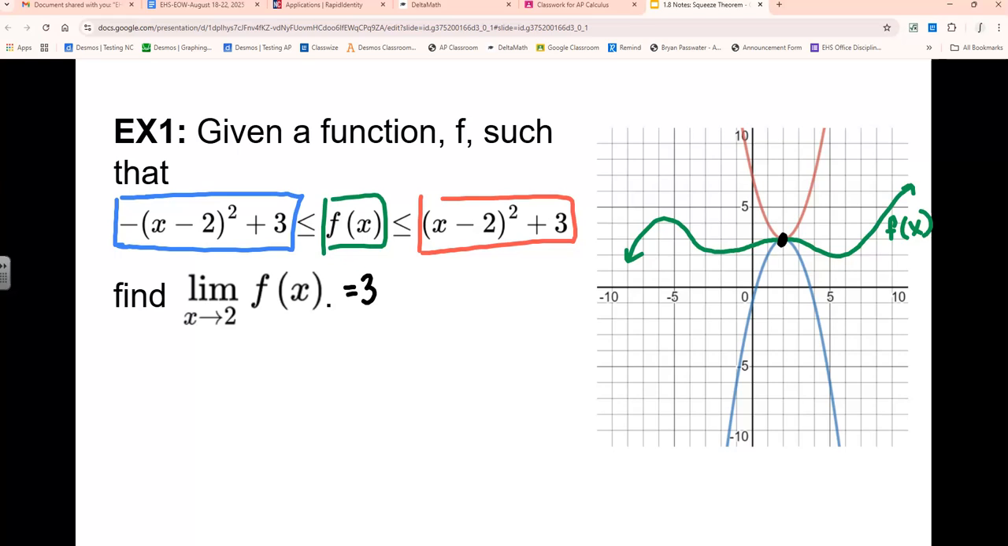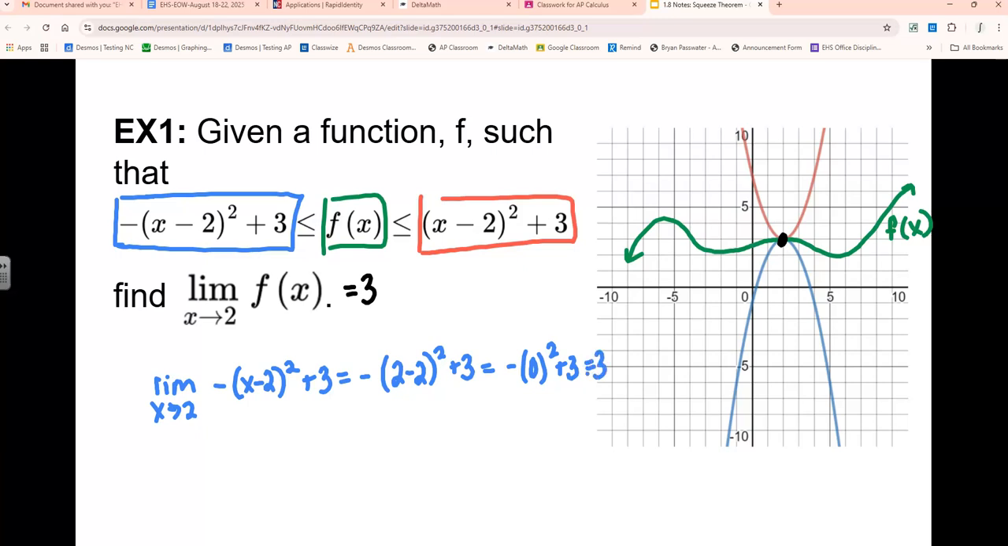So what we would do is, let's say it didn't give us a graph and we couldn't remember what the graphs looked like. We would do the limit as x approaches 2 of negative (x minus 2) squared plus 3. And that's just a direct substitution problem, so it's negative (2 minus 2) squared plus 3, which is negative 0 squared plus 3, and that just gives us 3.